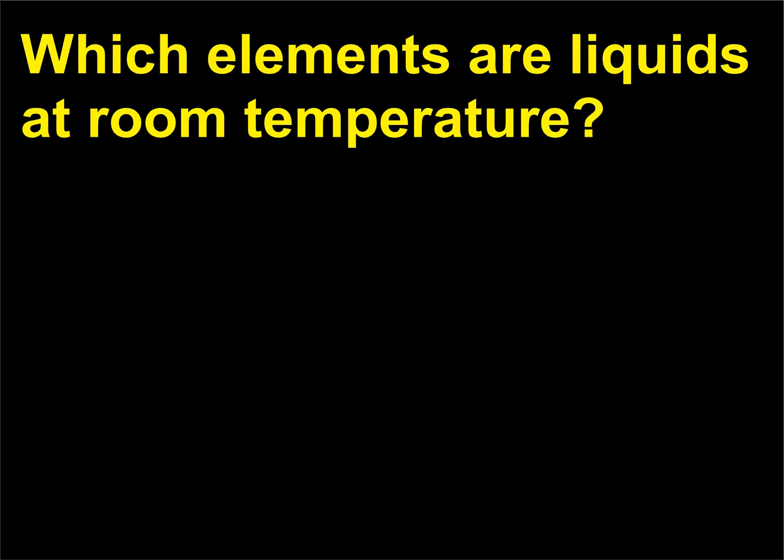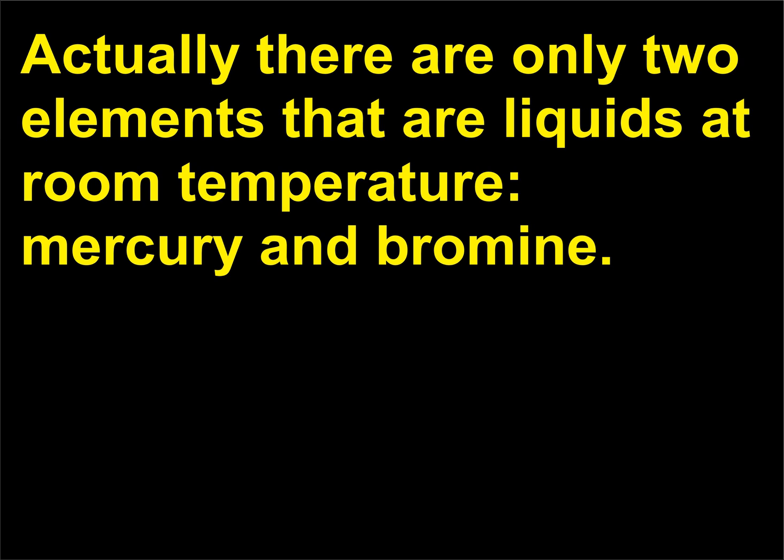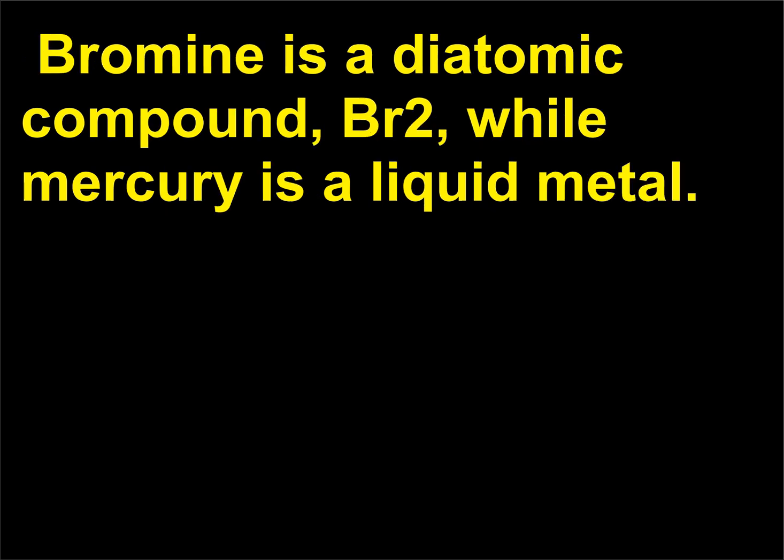Which elements are liquids at room temperature? Actually there are only 2 elements that are liquids at room temperature, mercury and bromine. Bromine is a diatomic compound, Br2, while mercury is a liquid metal.